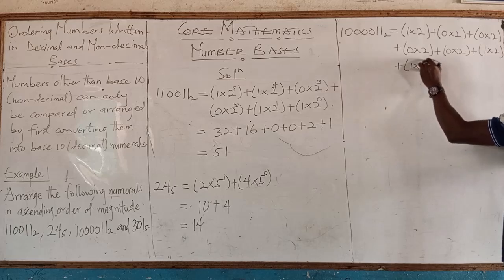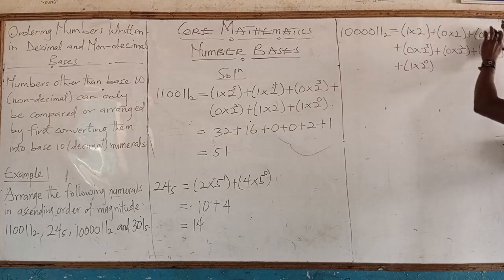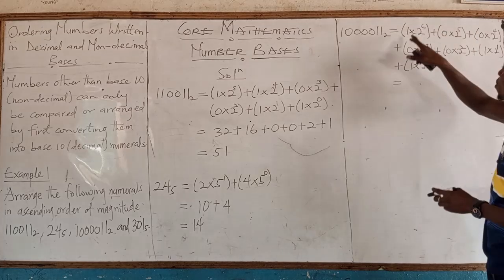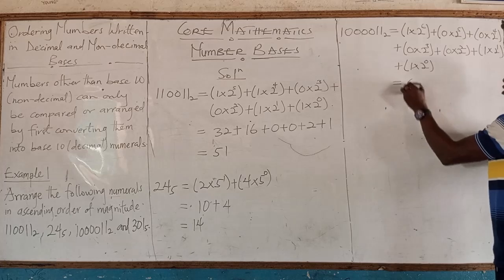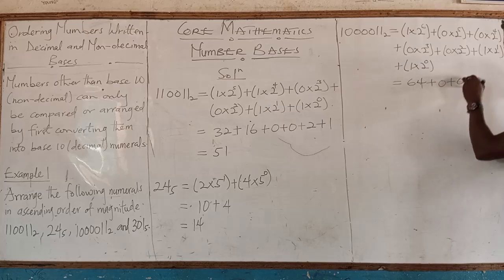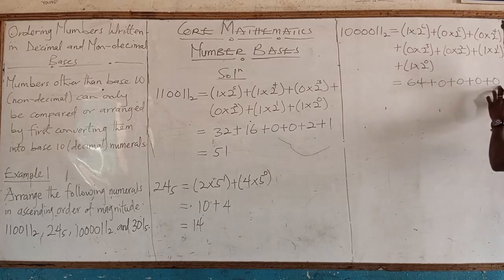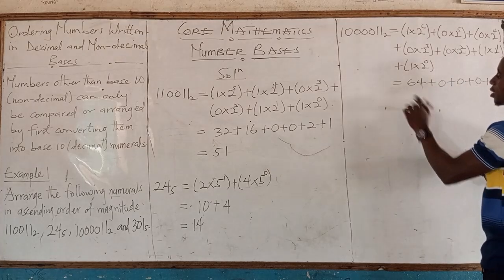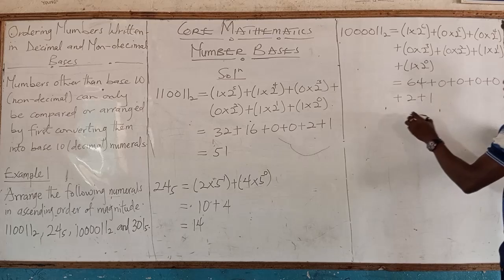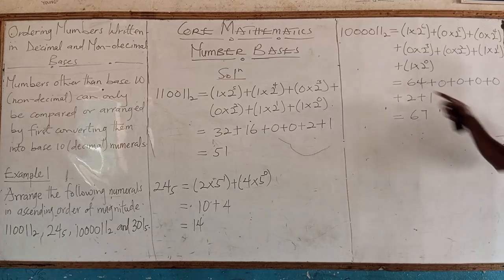So this one too is giving me 0, 1, 2, 3, 4, 5, then 6. So 1 times 2 exponent 6 will get me 64. Then plus this one is getting me 0, plus 0, plus 0, plus 0. So 1, 2, 3, 4 zeros. Then plus 2 plus what? 1. And this one too is getting me 67, because 64 plus 3 is 67.